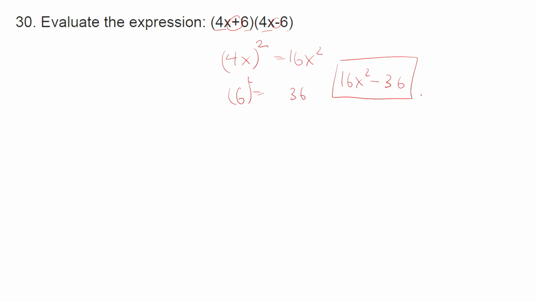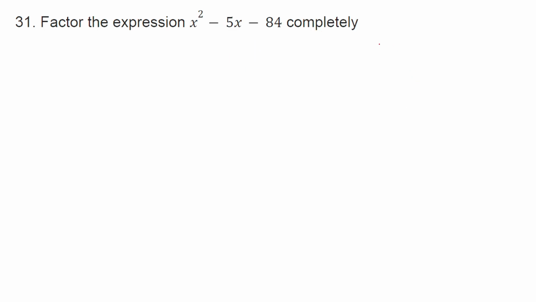Okay, let's proceed. Now what if we have our factoring? So we have here x squared minus 5x minus 84. So what do we need to do here? Again, x, x, and then you have to think of factors of 84 that could possibly have a difference of 5. Okay? So actually, what are those factors going to be?